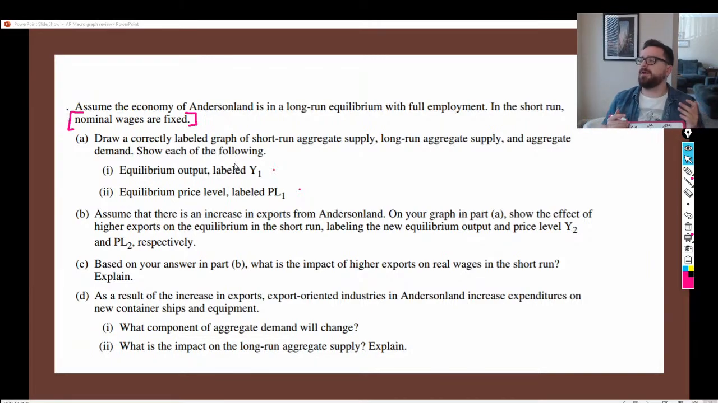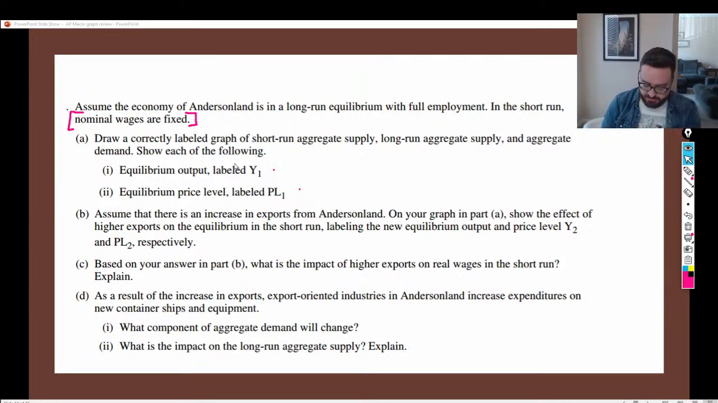An increase in exports is that there is now more spending on stuff made in Anderson Land. It does not mean the ability to produce things in Anderson Land has gone up. That's important to understand. People might think that exports going up changes aggregate supply. It doesn't. Aggregate supply is not the amount of the thing we're producing. It's our ability to produce things. This doesn't change that. Not in the short run. In the long run, it might.